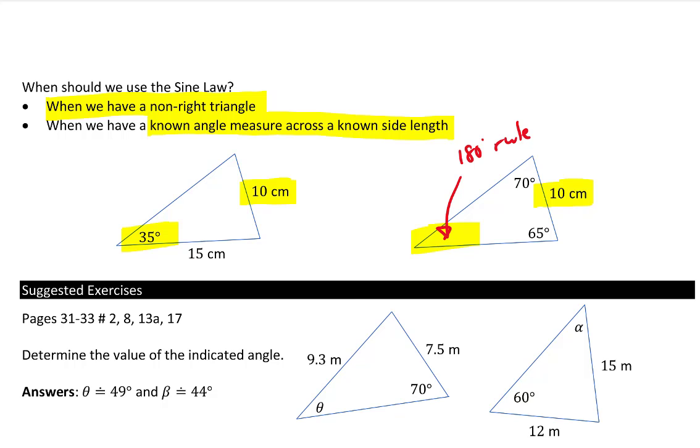For the first one, the way it's set up, I could find this angle here because that is the angle opposite 15. And for the second one, since I know all three angles, I could find either side. So it doesn't make a difference. I could be solving for this side or I could be solving for this side, and the sine law will work for that triangle.